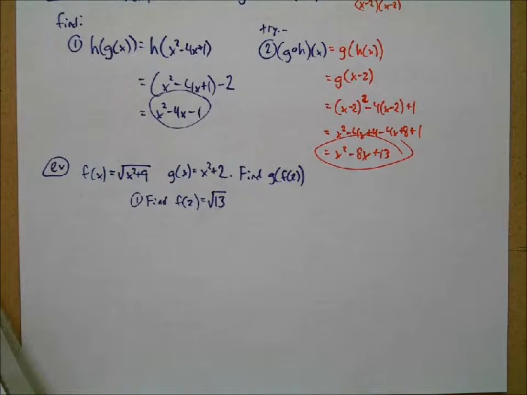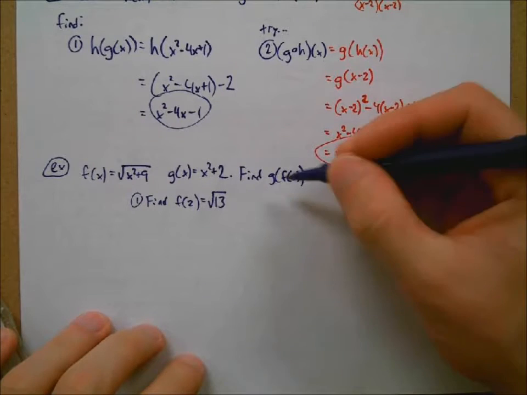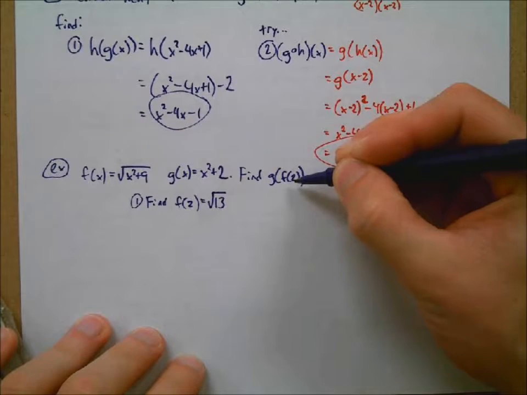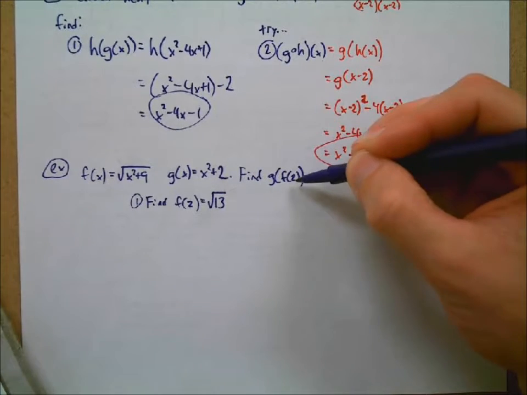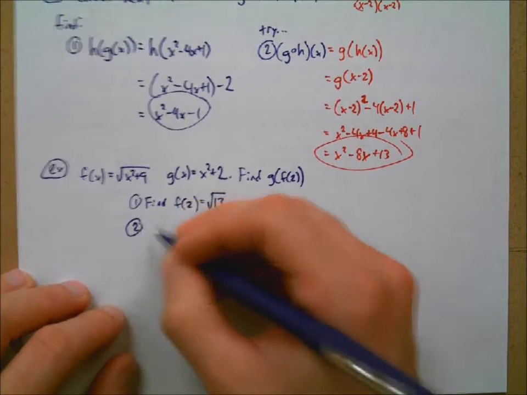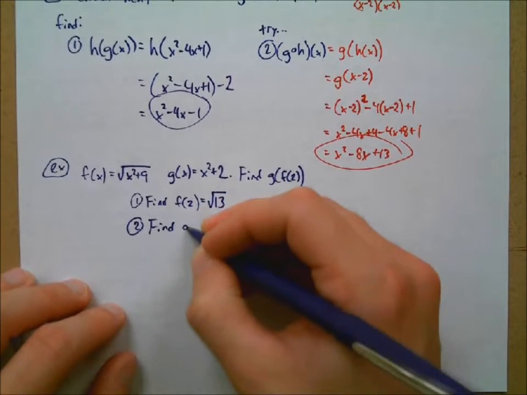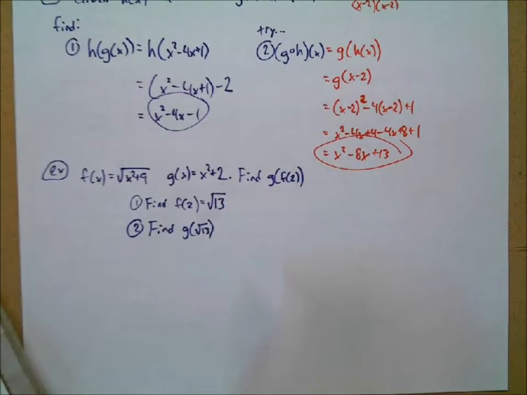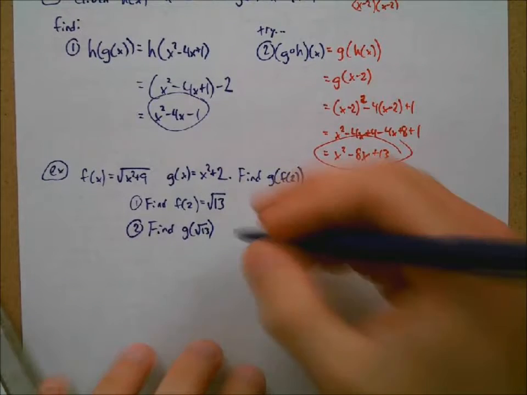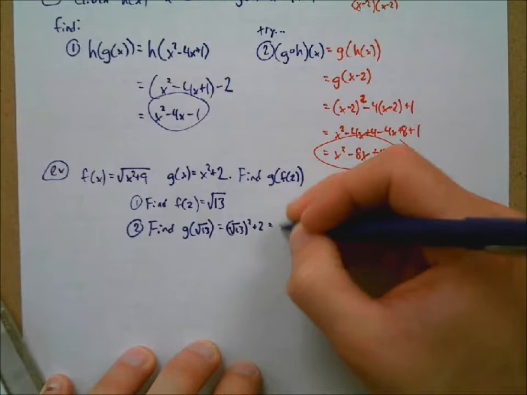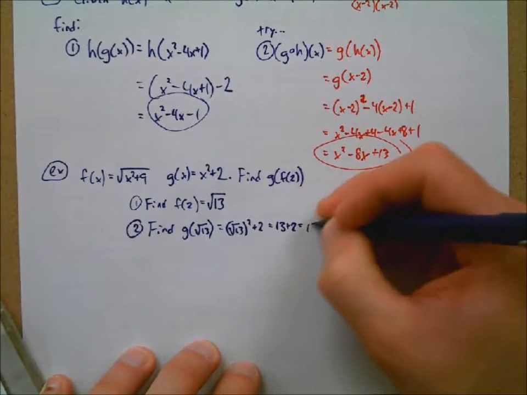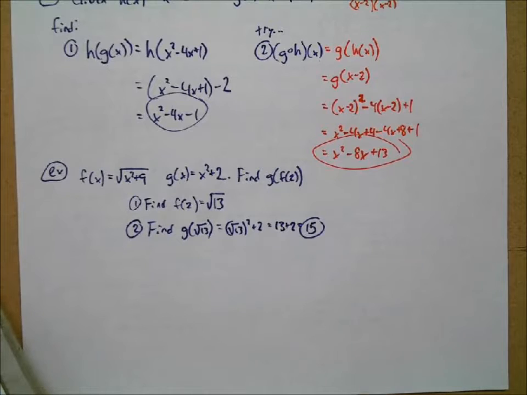But we're not interested in f of 2, finally, right? We're not done yet. We want to find g of f of 2. But since we know that f of 2 is root 13, finding g of f of 2 is equivalent to finding g of the square root of 13. When you plug it in, that's the square root of 13 squared plus 2, which is 13 plus 2, which is then 15. Okay, so there's your final answer.